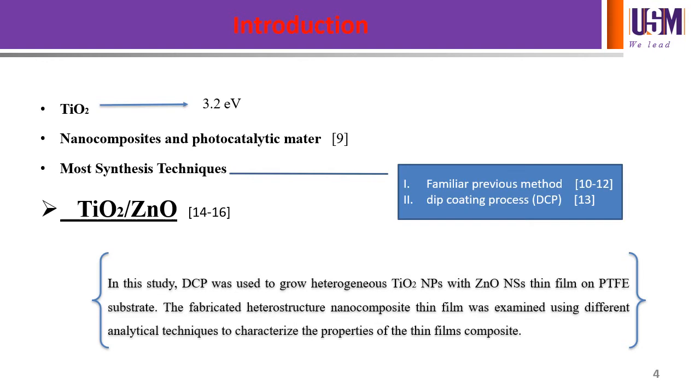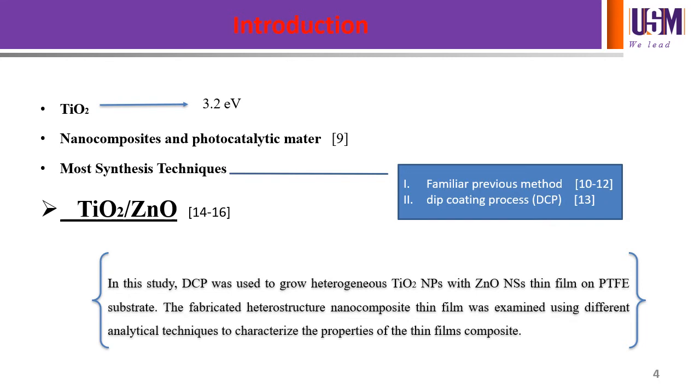Titanium dioxide is normally used for photocatalysis and nanophotonic applications. It has stability and a band gap value of 3.2 electron volt. Titanium dioxide could also be created using many methods. It is interesting to note that the desired nanostructure shape can be easily achieved by a soft chemical process like the deep coating procedure.